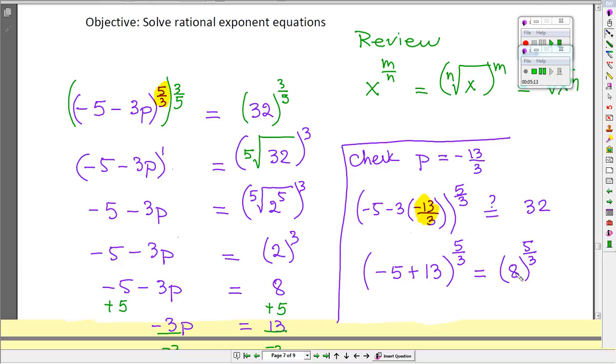Next we have to simplify this. We divide the fractional exponent, so we will do the cube root of 8, all that to the power of 5. The cube root of 8: 8 is 2 to the power of 3, 2 times 2 times 2 gives us 8, all that to the power of 5. So that will give us 2 to the power of 5. Now 2 to the power of 5 is equal to 32. So that's the check. We found the correct answer. It's equal to the right hand side.